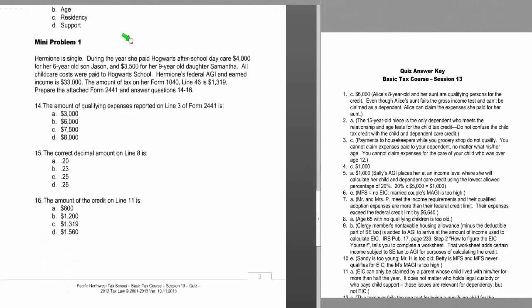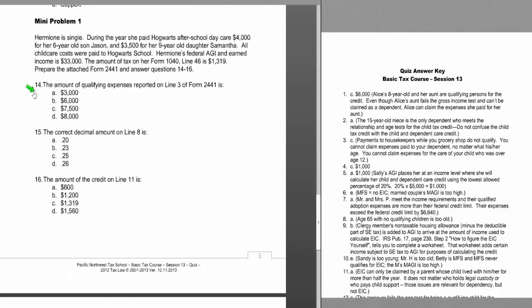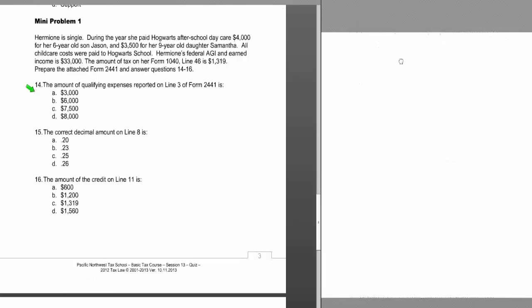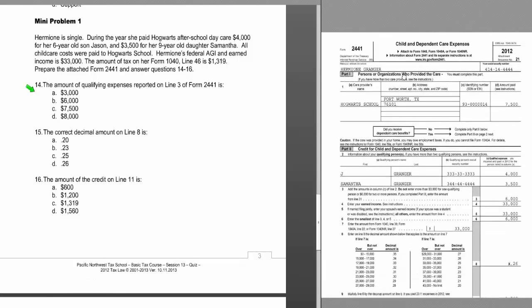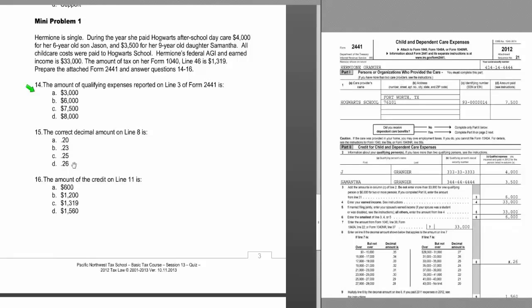Moving on, this particular quiz contained too many problems, more than the usual one. So I'm going to flip over to the forms that coincide to the problems themselves. And mini problem number one says, Hermione is single.